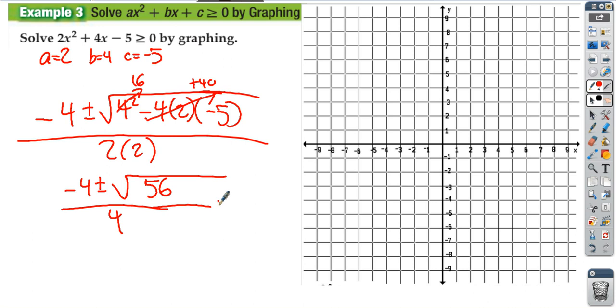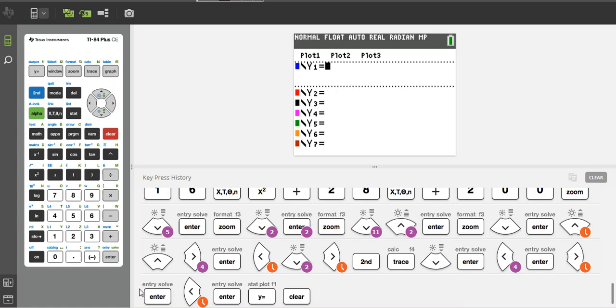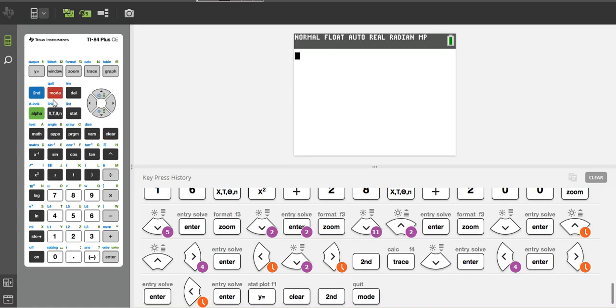We know that when we solve this for x, we're going to get x equals -4 plus the square root of 56 over 4, and also x equals -4 minus the square root of 56 over 4. Let's just get what those numbers are so we know where to plot them. So -4 plus root 56 over 4. Let's go back to the main page.